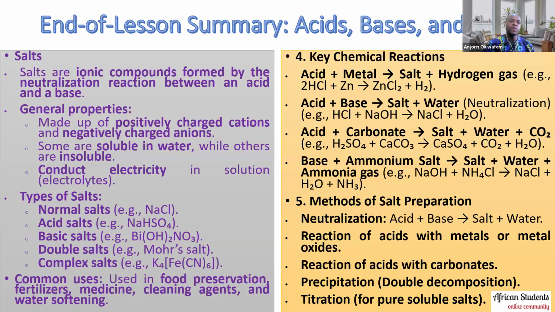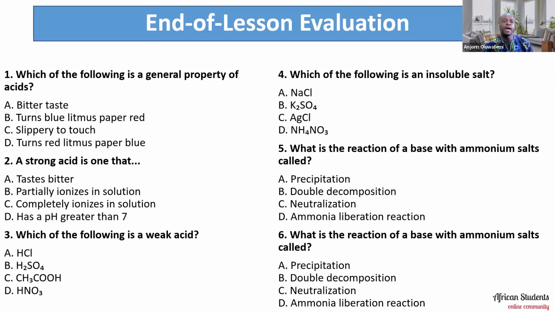Okay. All right. Let's quickly evaluate this lesson by looking at these questions. Which of the following is a general property of acid? Look at the options that we have there and tell me what the answer is. And please put what you feel is the answer in the comment section, and I will look at it and respond accordingly. A strong acid is one that is dash. So you tell me what your answer is in the comment section.